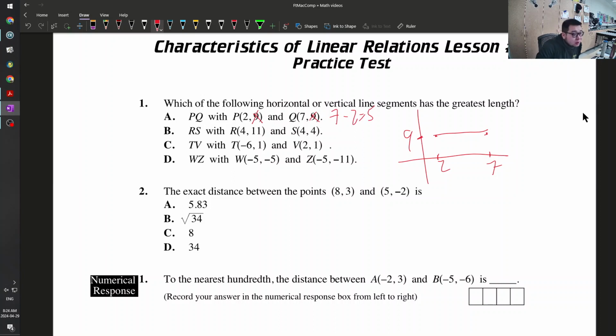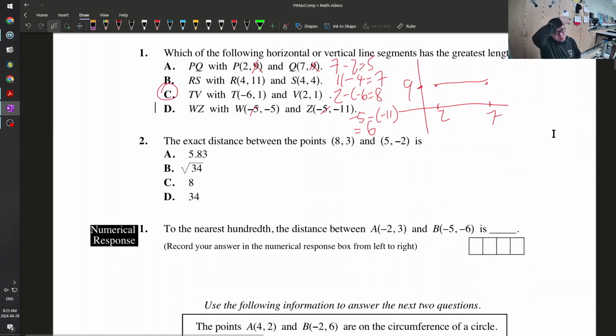This one, what is it? 11 minus 4 is equal to 7. This one, 2 is bigger, negative 6 is smaller. 2 minus negative 6 is equal to 8. And last one, negative 5 is bigger than negative 11. So negative 5 minus negative 11 is equal to negative 6. Or sorry, positive 6. Okay, just big minus small. So the answer is, which one is biggest? C.